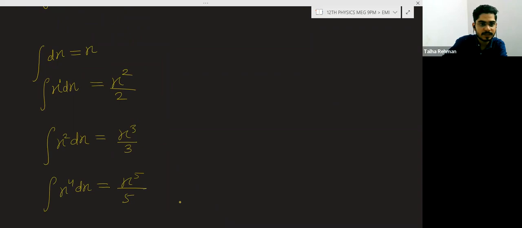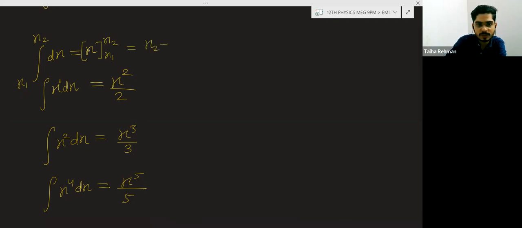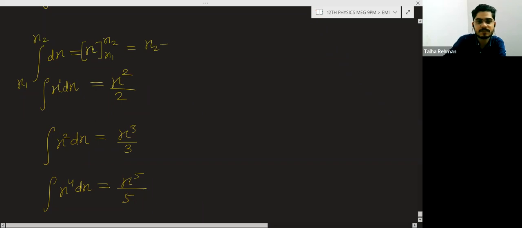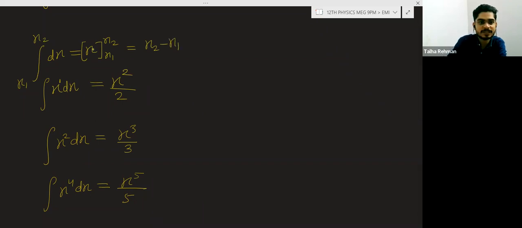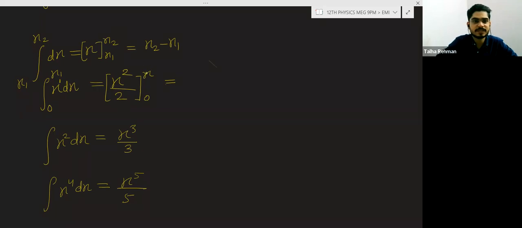Here will be some limit. Suppose this limit is from x1 to x2. x1 can be any value, x2 can be any value. So you will just write it like this, x1 to x2. First you will put the value of x2 in x, so this will become x2. Then you will put the value of x1 in x, so this will become x1. This will be your answer. Suppose this limit is from 0 to x1. You will write the limit 0 to x. This is known as the upper limit.